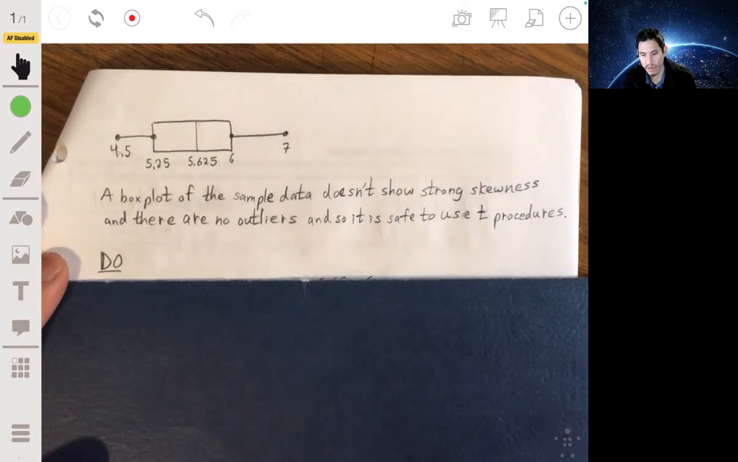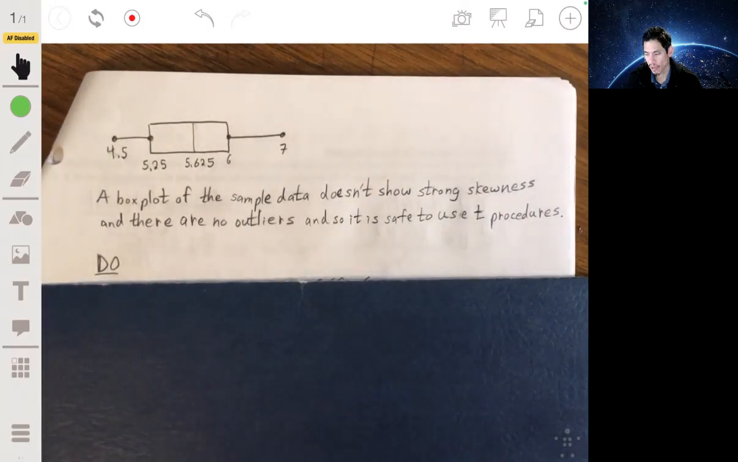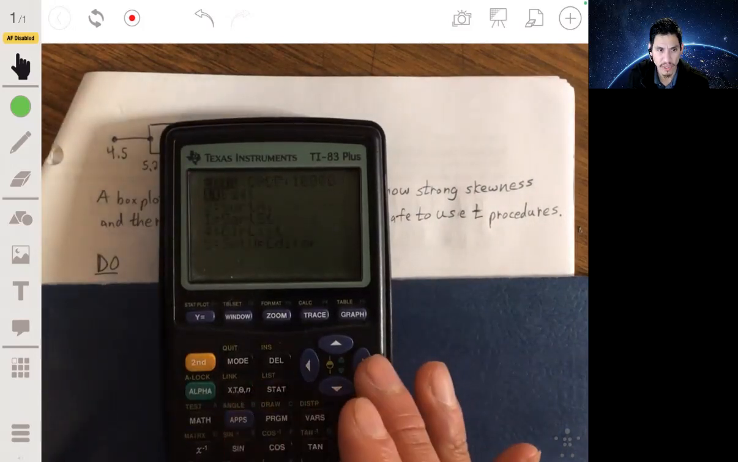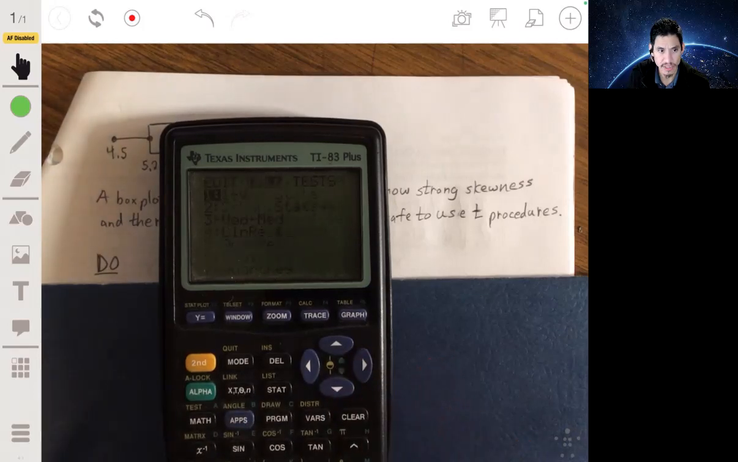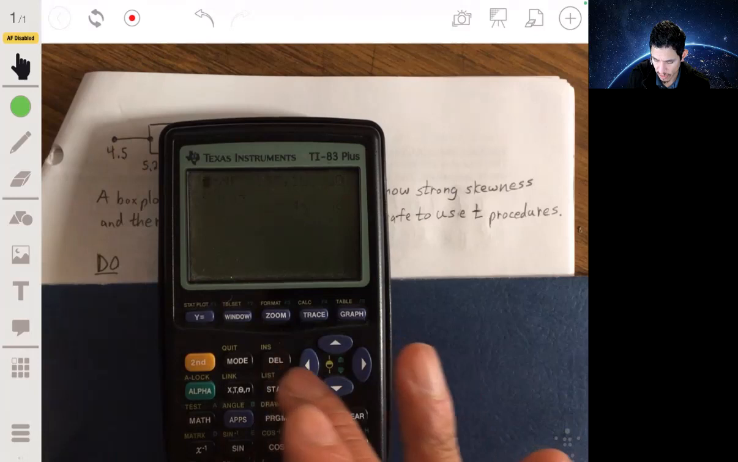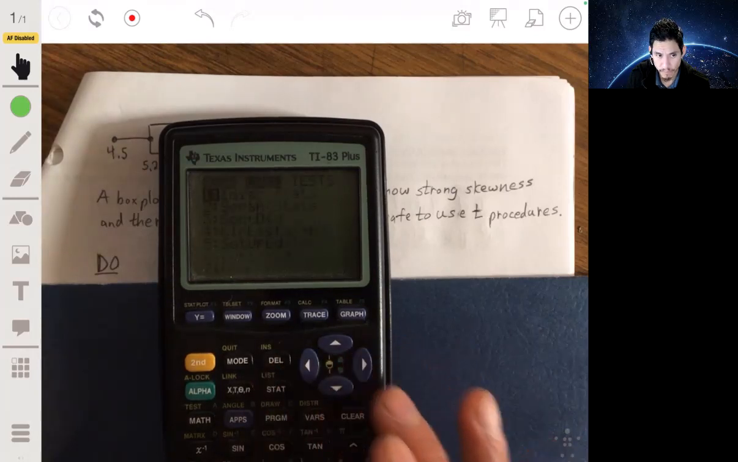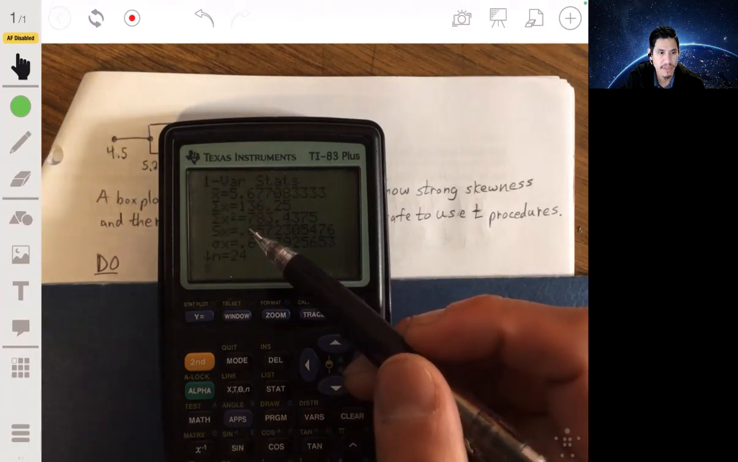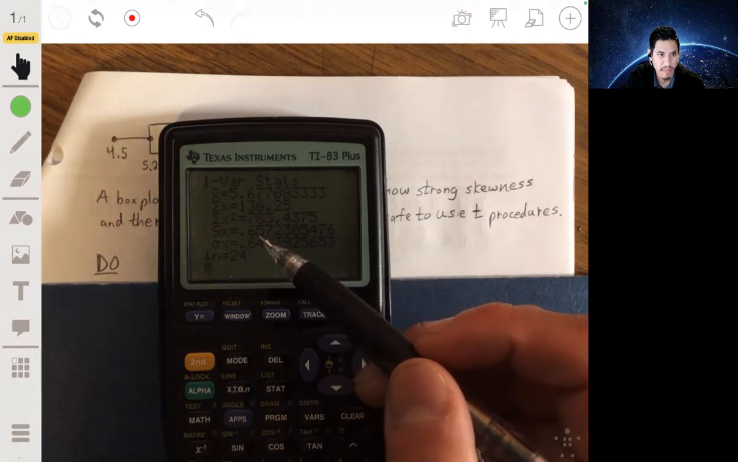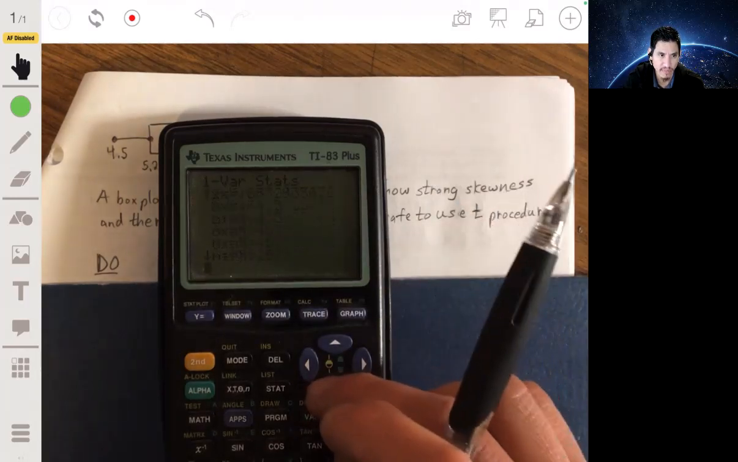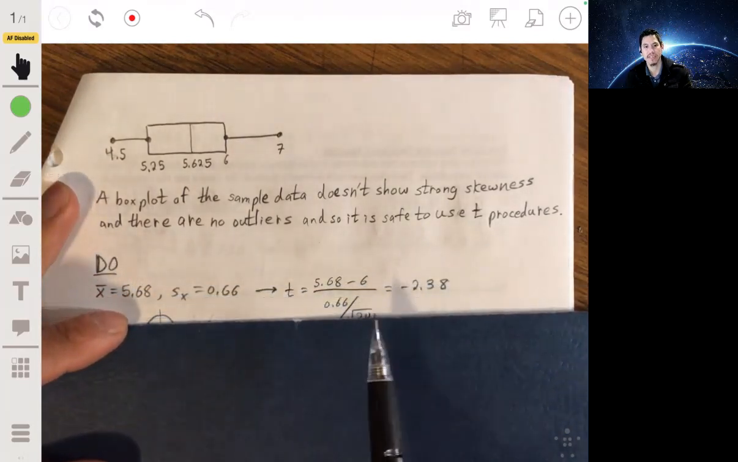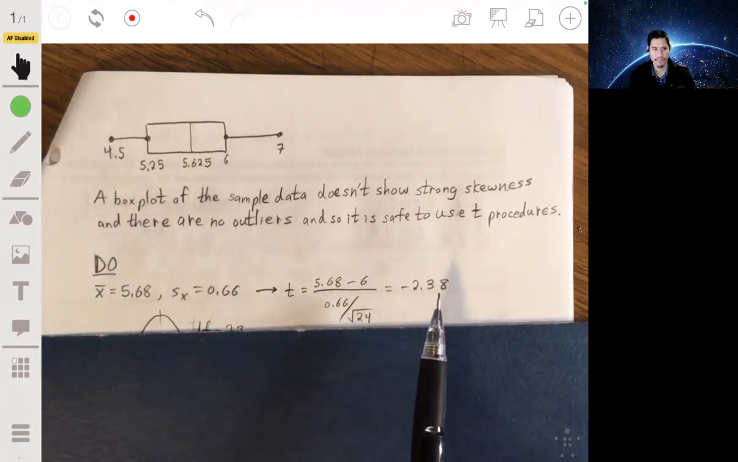Now, the do part, we just do our calculation based on our formula or equation for t. And since our data is in our calculator, we can use it to run the one variable statistics. Here we got our sample mean of about 5.68, and sample standard deviation, so use Sx, of about 0.66. So we plug those into our calculator and we're going to get a test statistic of about -2.38.